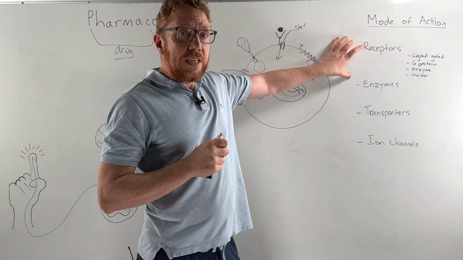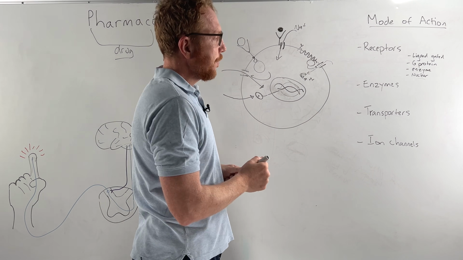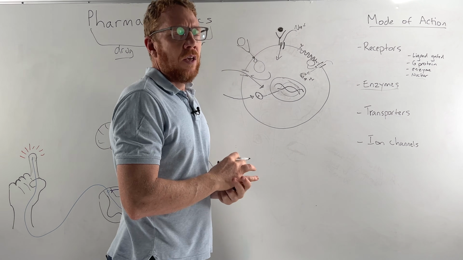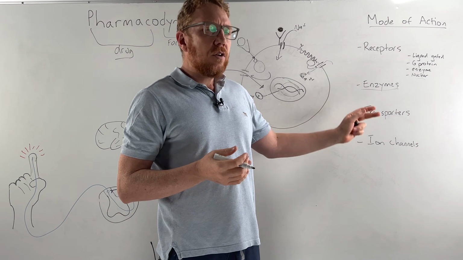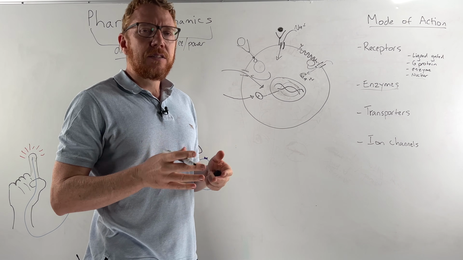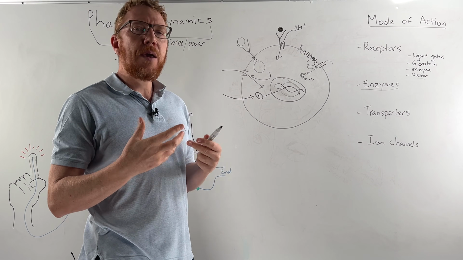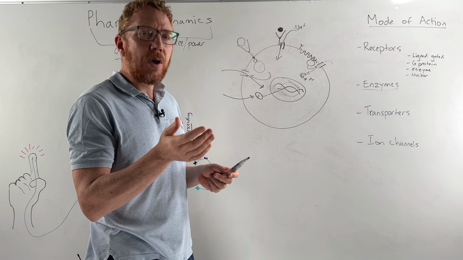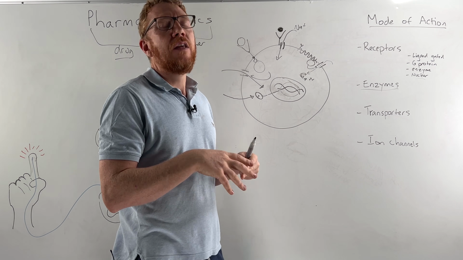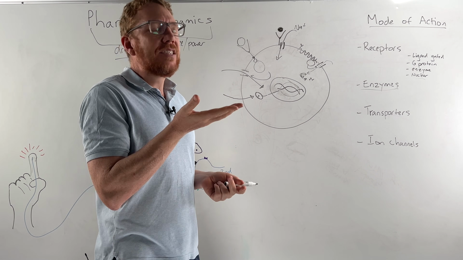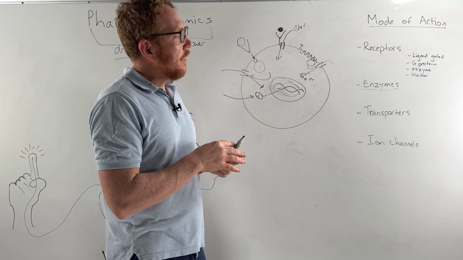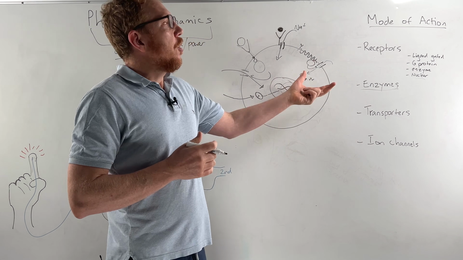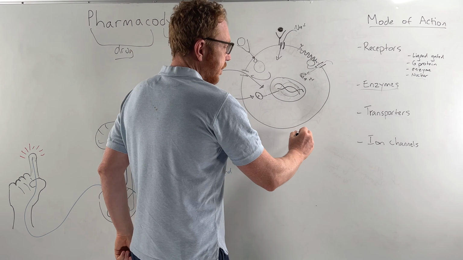So that's the receptors in terms of the mode of action. We now look at enzymes. An enzyme firstly is a catalyst. It increases the likelihood of a chemical reaction occurring. It doesn't make a chemical reaction happen that wouldn't normally happen, it just makes it more likely to happen. A good example of an enzyme mode of action is what we call the RAS system.